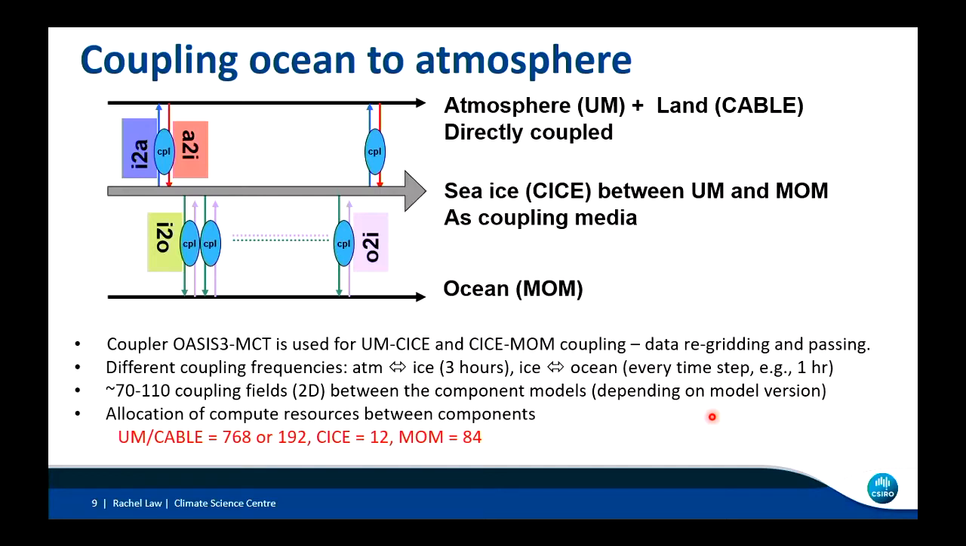There are actually quite a lot of fields that you have to pass between the ocean and the atmosphere. Depending on our model version, anything between about 70 to 110 2D fields are getting passed either way. The other thing to think about when you're doing the compute resources is that different parts of this model are going to run at different speeds, so you might want to allocate differently to each component. For example, our atmosphere takes the bulk of our cores, anything between 200 and 768 for the high resolution version. The sea ice only needs 12, the ocean model 84. So very different computational cost. The atmosphere is taking the bulk of it. Putting together a coupled system is not trivial, I think, is the main message to take home from that.